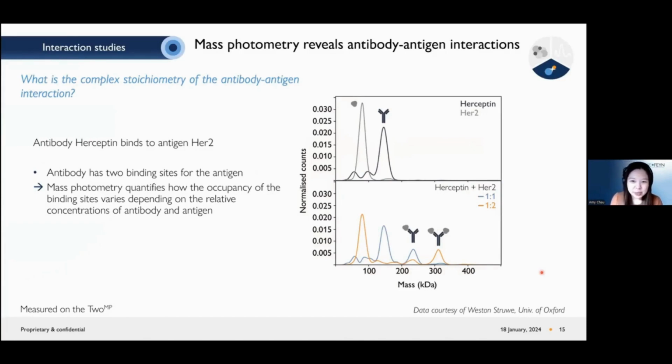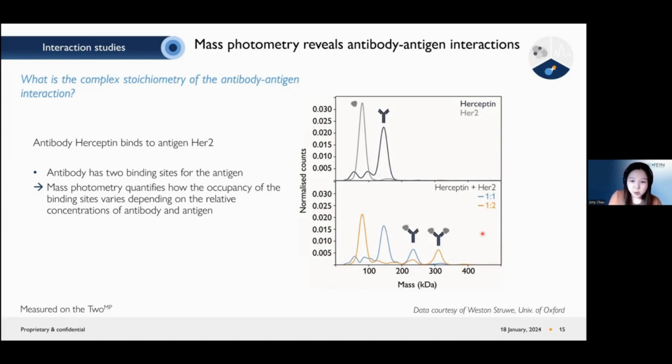In this example, we are looking at interactions between the antibody Herceptin and its antigen receptor HER2. So in this top panel here, we have the control measurements of the antibody alone and also the antigen alone. And by mixing them at different ratios, we can gain insights into the binding occupancy or the complex stoichiometry. And so in this bottom panel here, we can see the binding of either one antigen to the antibody or two antigens to the antibody at a given molar ratio as a mixture.